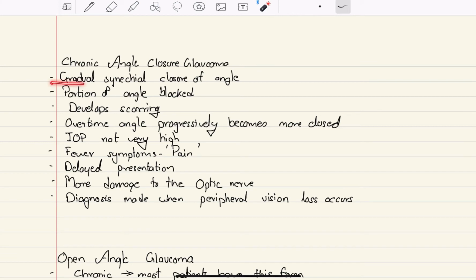Now let's talk about chronic angle closure glaucoma, which is a variant of angle closure glaucoma. In this glaucoma, there is gradual synechial closure of the angle. So a portion of the angle gets blocked, it develops scarring, and over time, the angle progressively becomes more closed. Since it's a very slow process, the intraocular pressure is not very high, and hence there are fewer symptoms such as pain, and this results in delayed presentation. And when there is delayed presentation, there is already more damage to the optic nerve, and the diagnosis is made when there is peripheral vision loss. Okay, so remember, in glaucoma, first there is peripheral vision loss, and then it is followed by central vision loss.